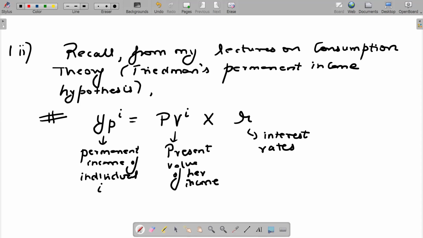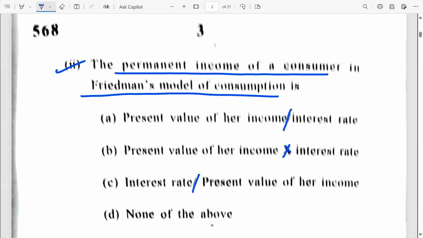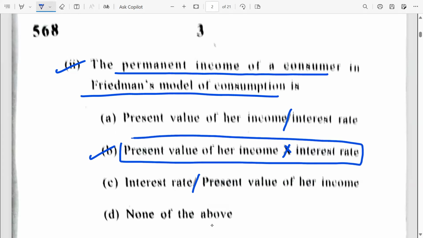So before watching this lecture, you can enroll for the course and you can look at permanent income hypothesis as explained by me in depth in the lectures. So if I come to the whiteboard, I can write the final answer is present value of her income times interest rates. This is my answer. According to Friedman's model of consumption, the permanent income of the consumer, which is YPI, is equal to the present value of her income, which is PVI, multiplied by the interest rate R.